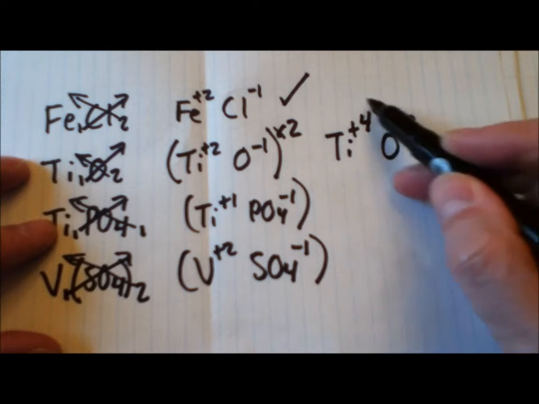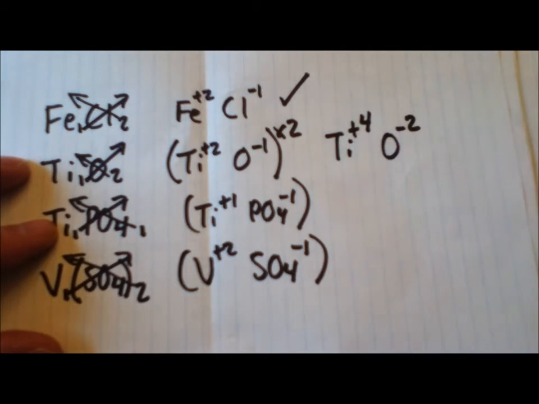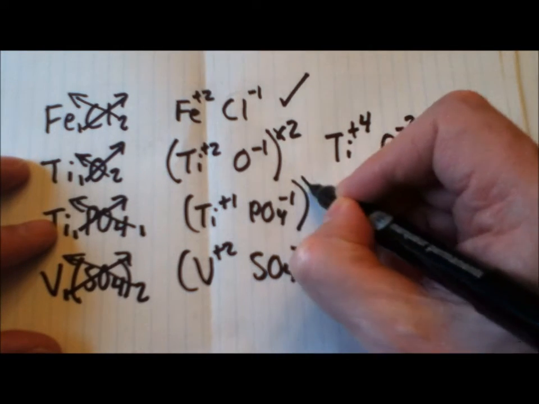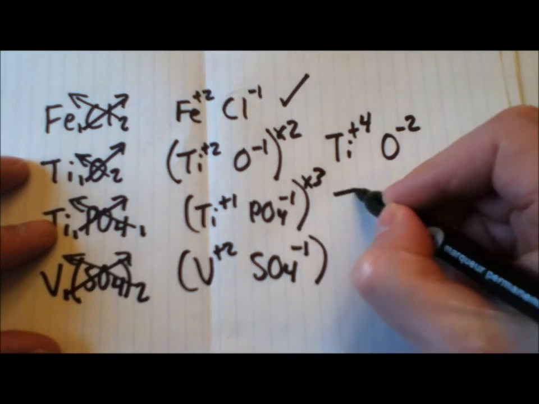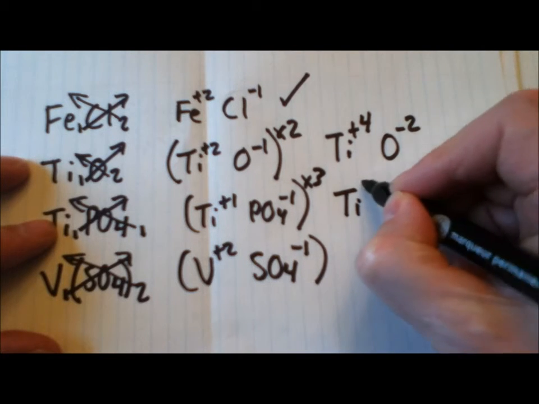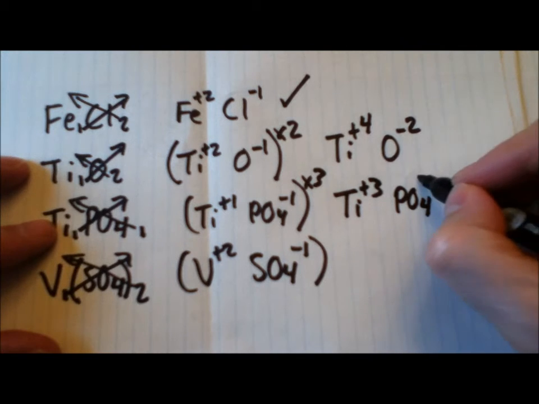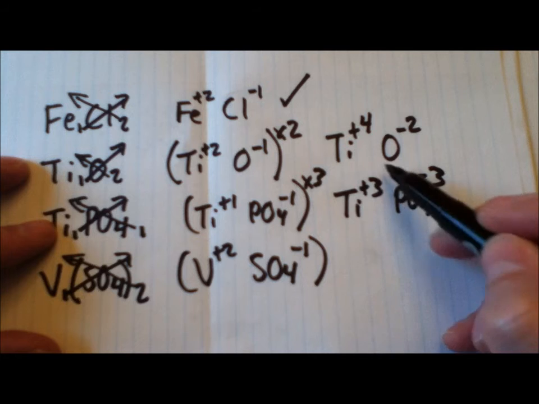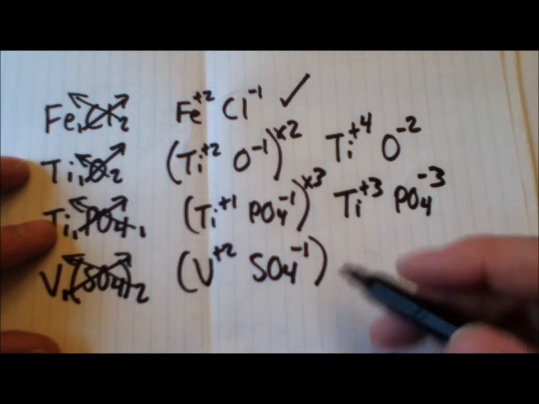And so now we know that when we write the name for titanium, we have to note that the charge of titanium is +4. Same thing here. Let's get phosphate correct. So let's multiply by 3, because it's supposed to be a -3 charge. So now everything inside gets multiplied by the 3. So now we have titanium +3 and PO4 -3. And then again, when we write the name for this, we note that the charge of titanium is actually +3 and not +1.